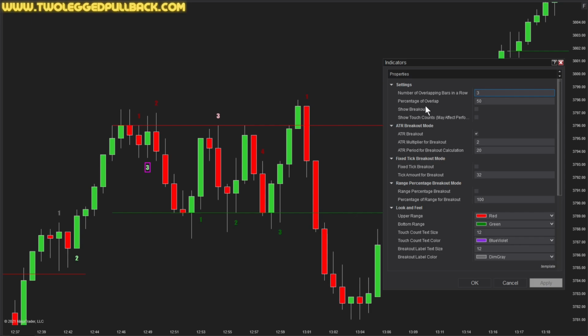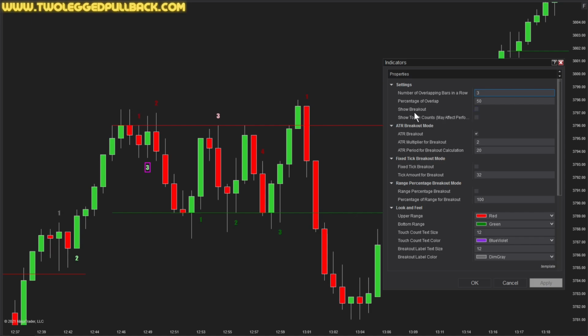The next setting is a percentage of overlap. This tells the indicator how much percentage each bar needs to be overlapping in order to be considered overlapping. The default is set to 50. That means that when there are 3 bars in a row that are overlapping at least 50% of each other, this begins a trading range.